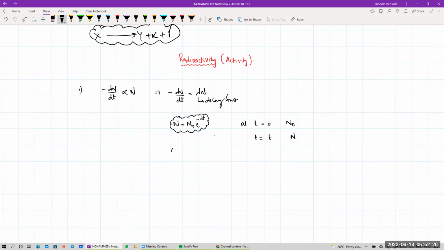And in terms of activity, we can write this as A equals A naught exponential to the power of minus lambda t. Activity and this one will be one and the same. There is no difference in this one. Clear?